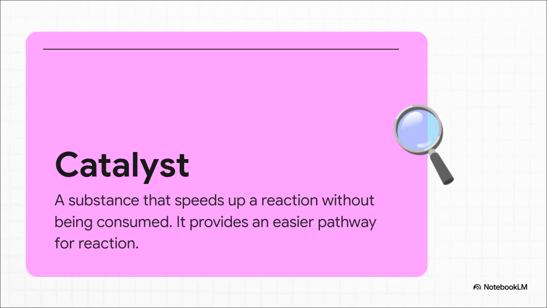What it's really doing, scientifically speaking, is offering an easier path for the reaction to happen. It's like, instead of having to climb a huge mountain to get to the other side, the catalyst shows you a secret tunnel that goes straight through. It's a massive energy shortcut. And the craziest part is, the catalyst itself doesn't get used up. It can do its matchmaking job over and over again.